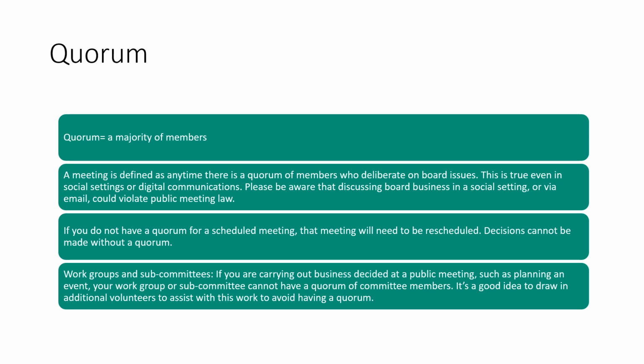If you don't have a quorum for a scheduled meeting, you'll have to reschedule that meeting. You can't make decisions without a quorum. And if you have business that you want to decide, such as planning an event, you can set up a work group. But that work group cannot have a quorum of committee members, but it's a great way to draw in additional volunteers.